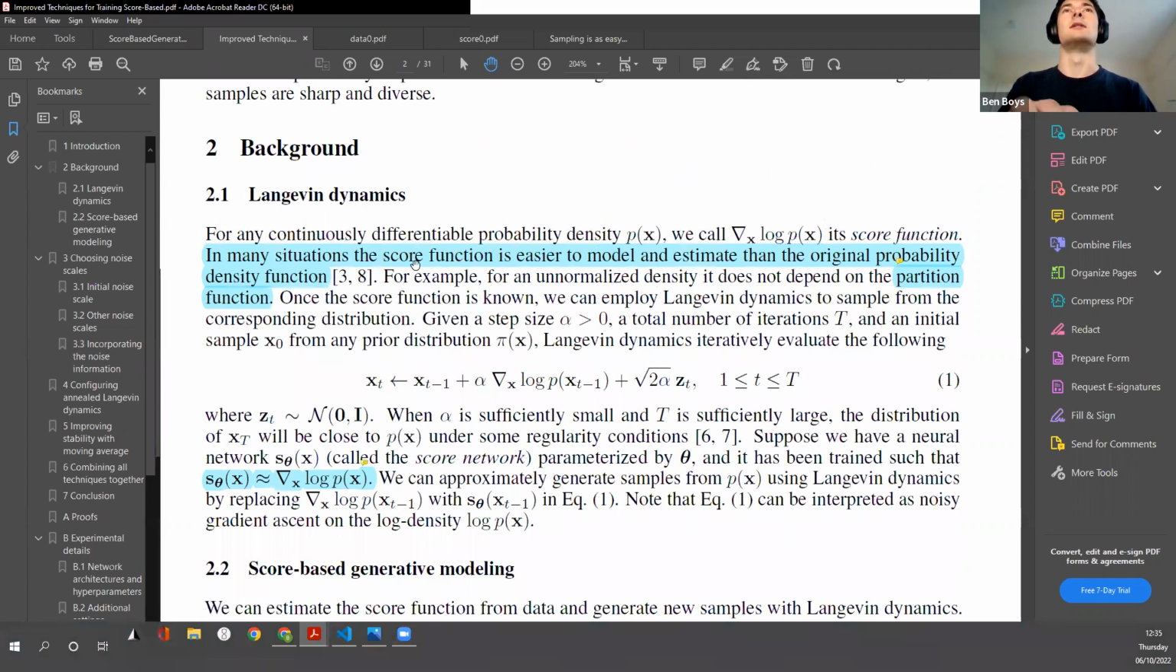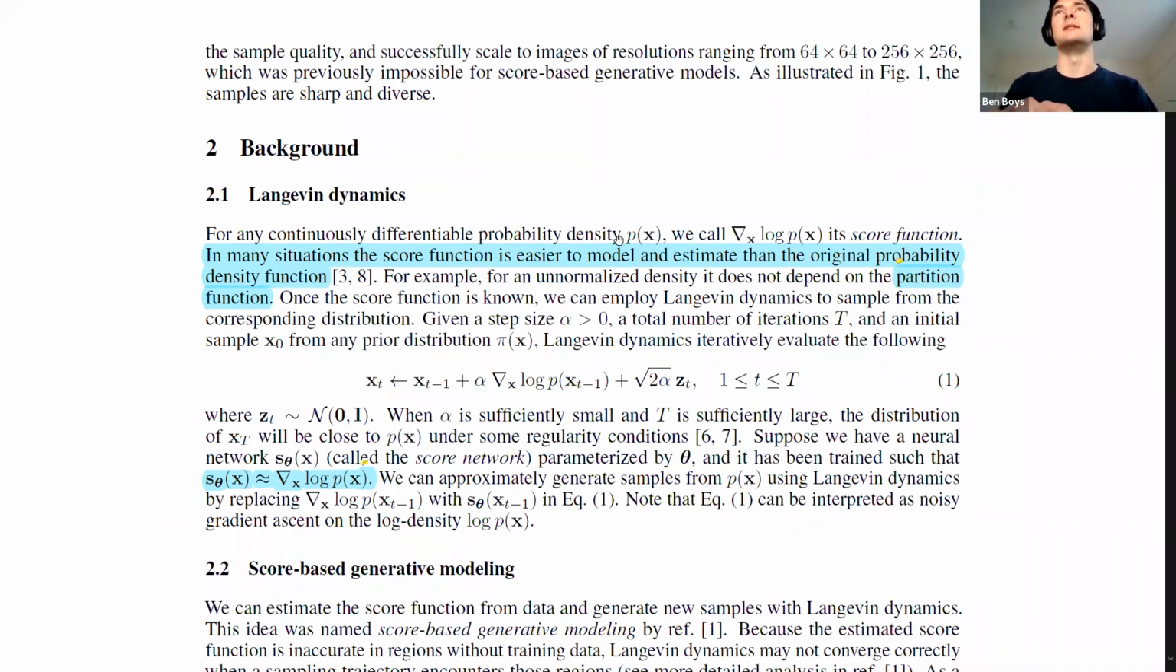So for any continuously differentiable probability density P, we can call nabla x log P of x its score function. So here's the density of some, let's call it a vector x, some states, which could be high dimensional. This could be a single sample of an image, one realization of P of x. So we want to sample from a high dimensional distribution. And then the log density is called a potential. And then the gradient of the potential with respect to the state x is its score function.